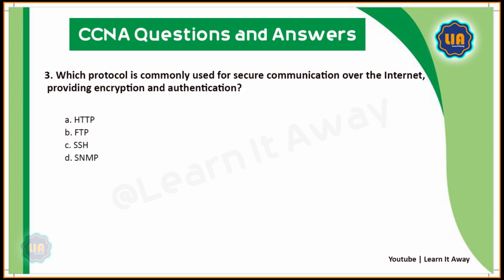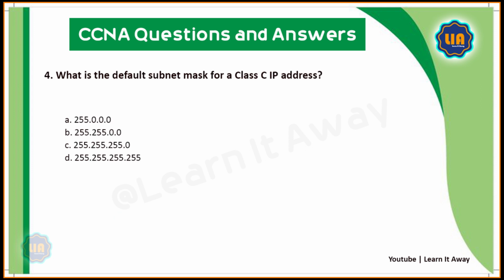3. Which protocol is commonly used for secure communication over the Internet, providing encryption and authentication? A. HTTP. B. FTP. C. SSH. D. SNMP. Answer: C. SSH. 4. What is the default subnet mask for a Class C IP address?